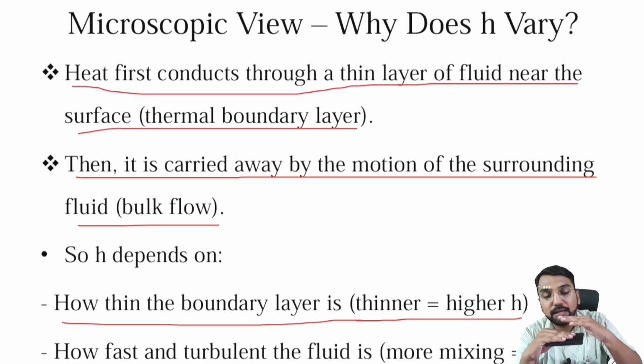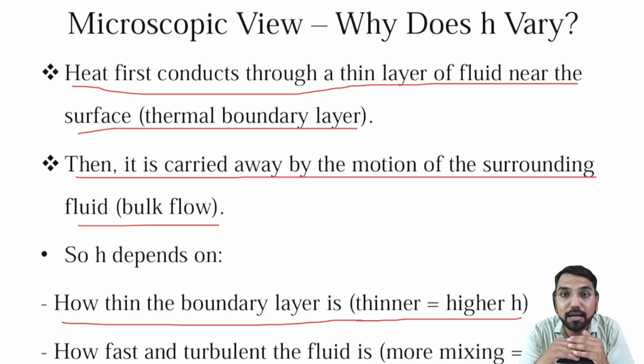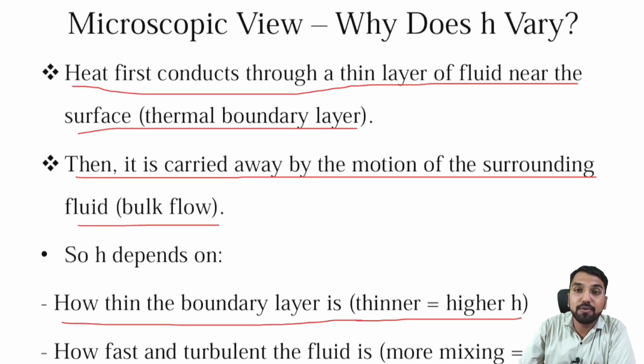And after this first layer, whatever layers are there which are in motion, the first layer also is in motion but in a slow way, but after this first layer, how fast the motion of those layers is mainly causes a higher value of H, or a higher value of the convective coefficient of heat transfer.